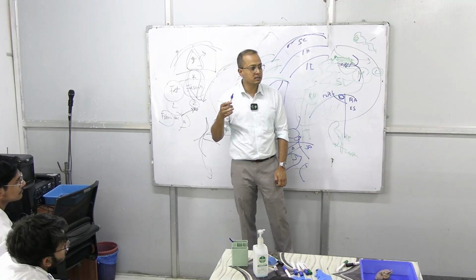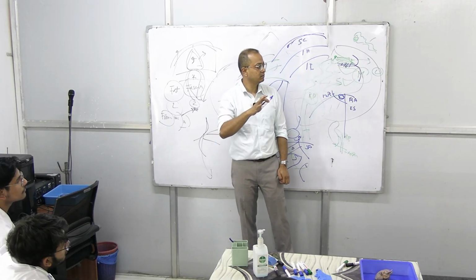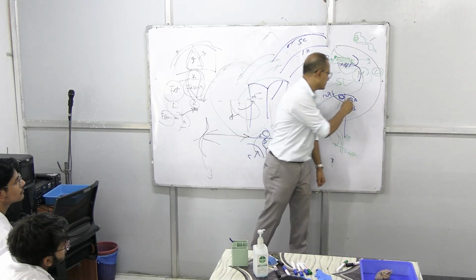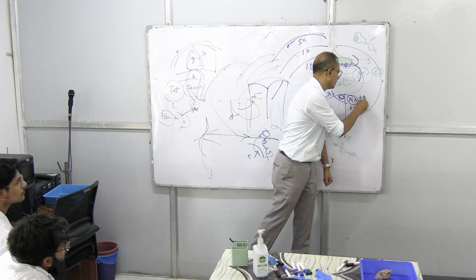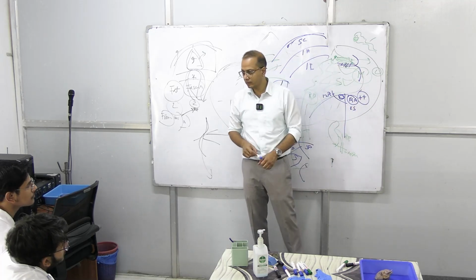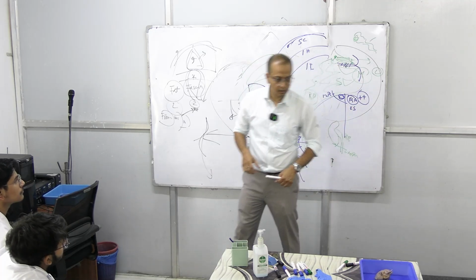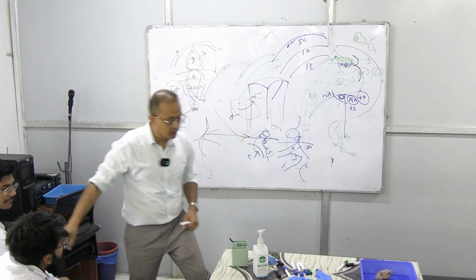Now, if the kidney is affected, infected, or has any problem, this renal angle can be tender. What do you mean by tender? What do you mean by tender?